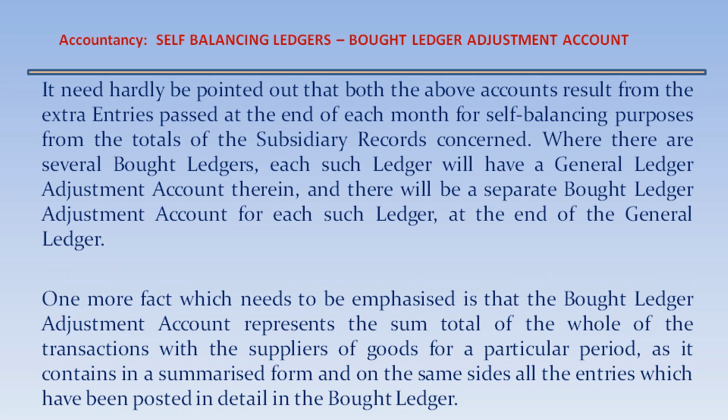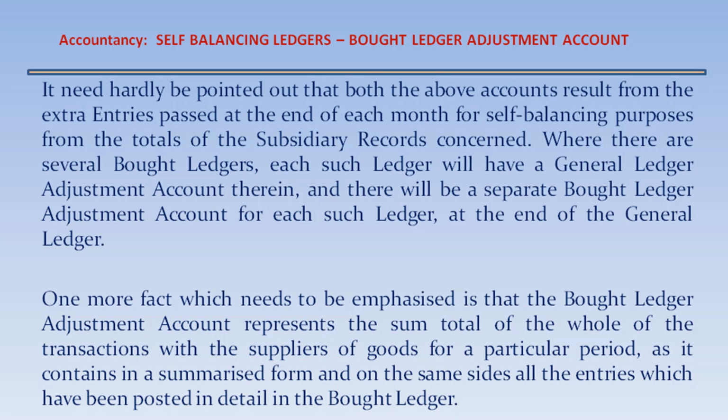It need hardly be pointed out that both the above accounts result from the extra entries passed at the end of each month for self-balancing purposes from the totals of the subsidiary records concerned. Where there are several BAT ledgers, each such ledger will have a general ledger adjustment account therein, and there will be a separate BAT ledger adjustment account for each such ledger at the end of the general ledger.